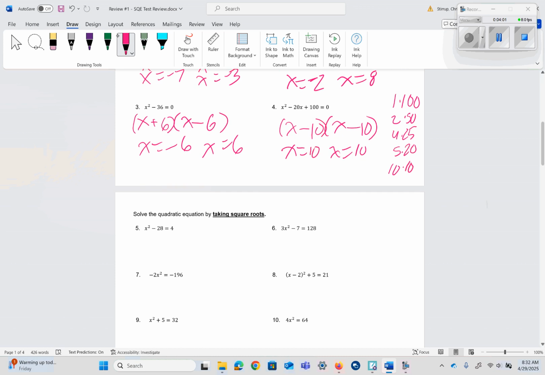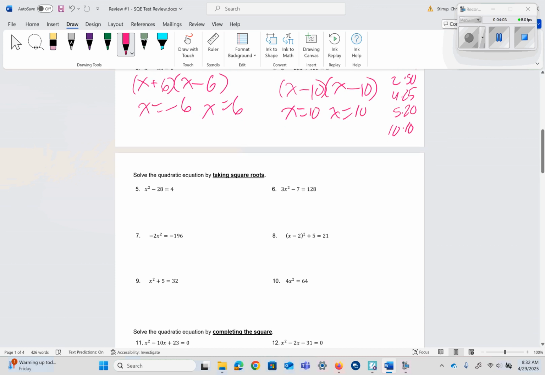All right, so for these, we want to take the square root in order to get there. So I'm going to add 28 to both sides. That's going to give me 32. Root, don't forget the plus minus. And let's break down root 32, which breaks down to 16 times 2. The perfect square is 16, so plus minus 4 root 2 is my answer.